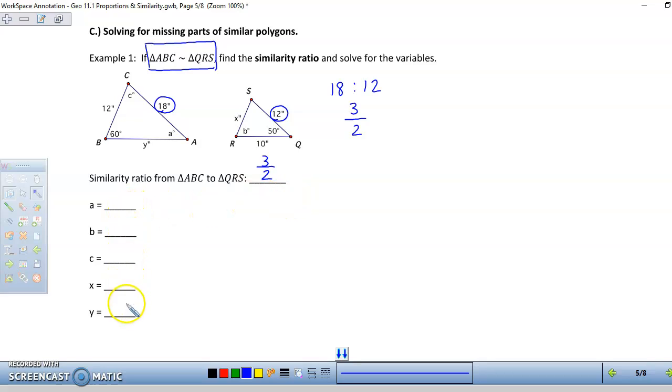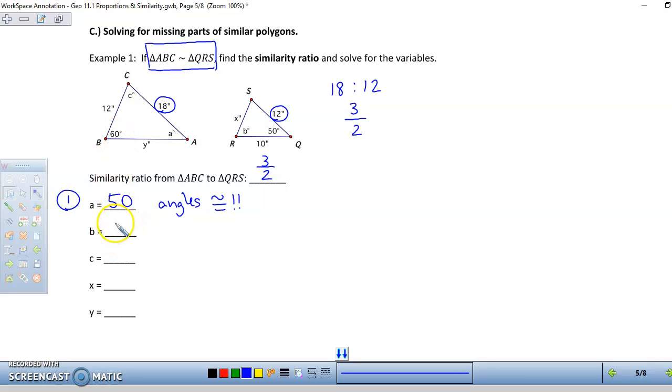Okay, solving for all of these variables. A, B, and C are angles, so just keep in mind that angles are congruent. So you're not going to use the similarity ratio for the angle piece of this. Okay, so angle C goes with angle S. Those aren't obvious, so let's try a different one. Angle A goes with angle Q. So I know this is going to be 50. And the degrees is already marked there.